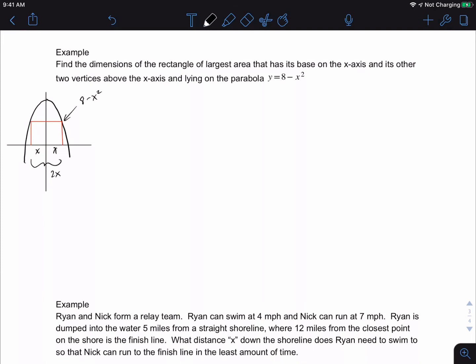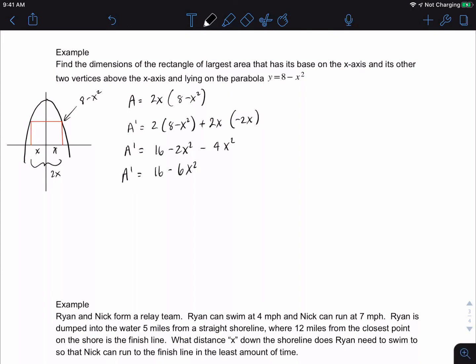All right, so to do this problem then, the area should be length times width. So I'm going to go 2x times 8 minus x squared. And I'll do this one by the product rule. And so I'm going to get 2 times 8 minus x squared plus 2x times a negative 2x. So that's going to give me 16 minus 2x squared minus 4x squared. So that's going to give me A prime is equal to 16 minus 6x squared.